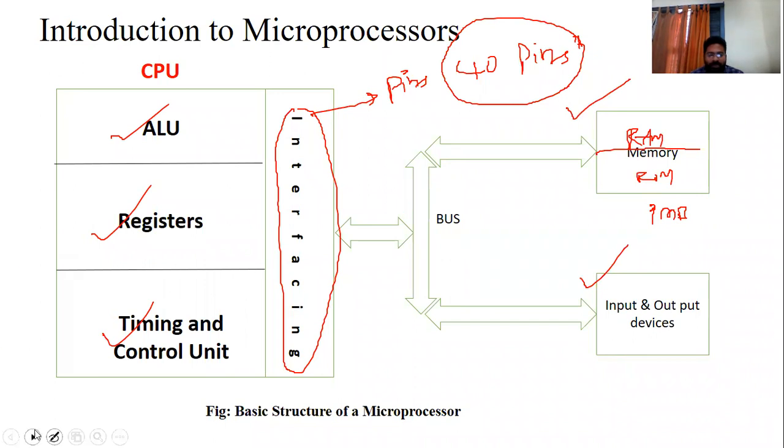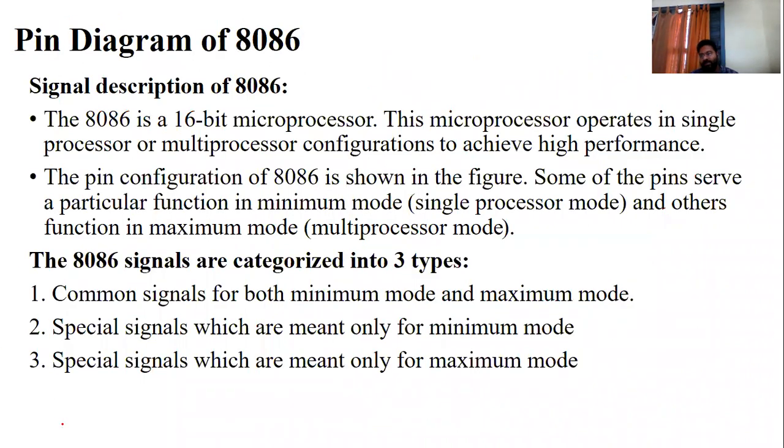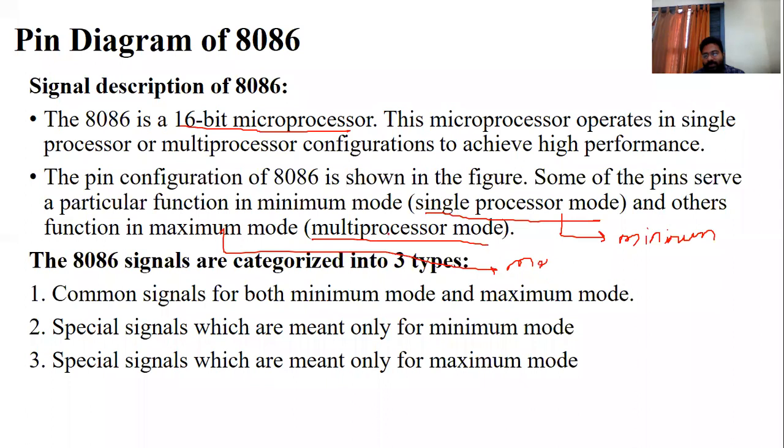Okay, so you know that this is a 16-bit microprocessor. The microprocessor works in two different modes: single processor mode, which you can also call the minimum mode, and multi-processor mode, which you can also call the maximum mode. So the microprocessor works in two different modes: single processor mode, or minimum mode, and multi-processor mode, or maximum mode.